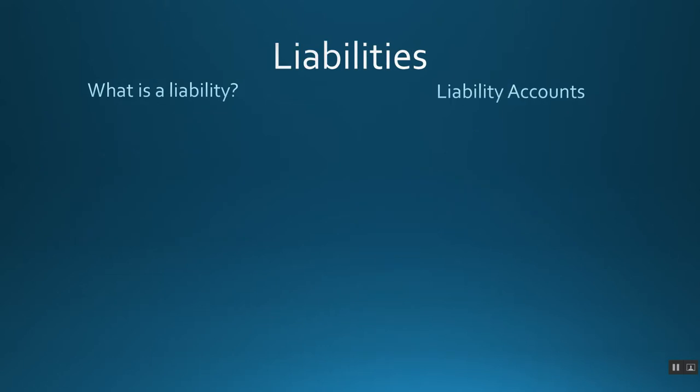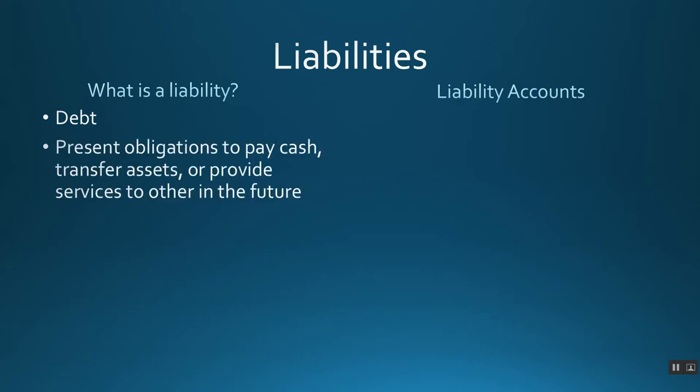Liabilities. What is a liability? A liability is debt. That's the simplest way to come up with that one. It is the present obligation to pay cash, transfer assets, or provide services to others in the future. And so let me break this down just a smidgen. Present obligation. So I am obligated to pay either cash in the future, or I need to deliver a product to you in the future, or I need to complete a service for you in the future.